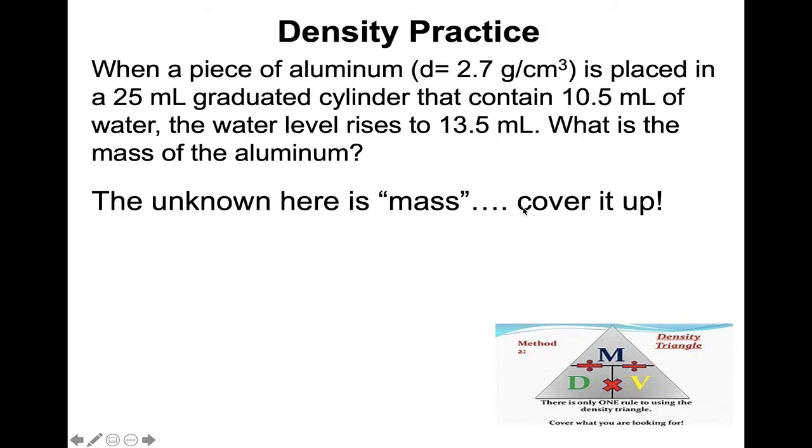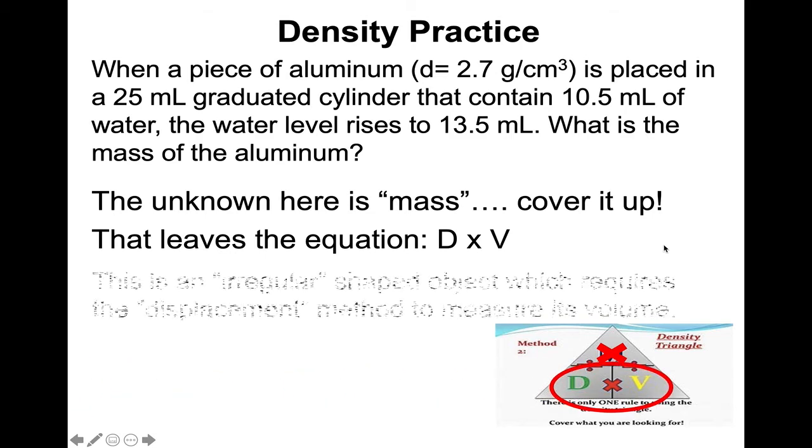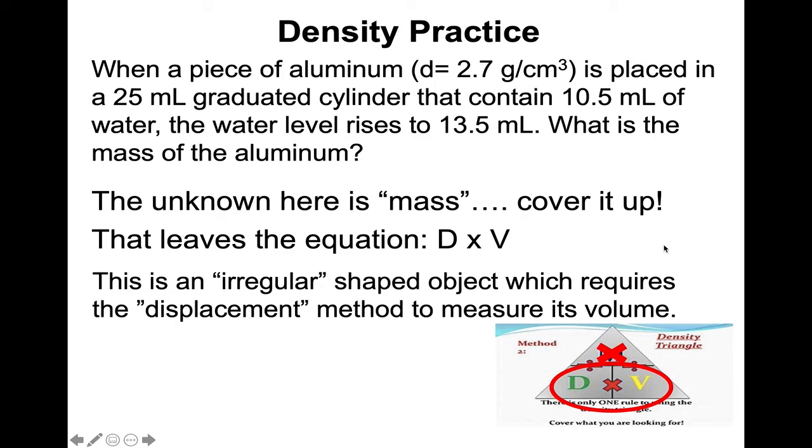So the unknown here is the mass. They're asking, what's the mass? So we're going to cover that up. That leaves the equation D times V, or density times volume. There's the density. The volume will be the difference here. So I cover up the mass, and there's my equation. Since it's an irregular shape, it requires the displacement method to measure the volume. So 13.5 minus 10.5 will give us 3 mL for volume.